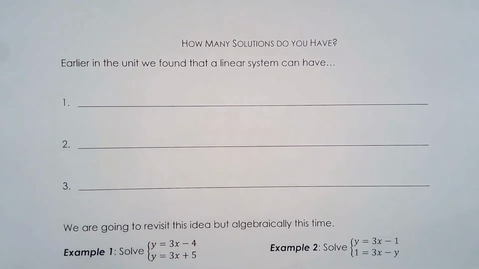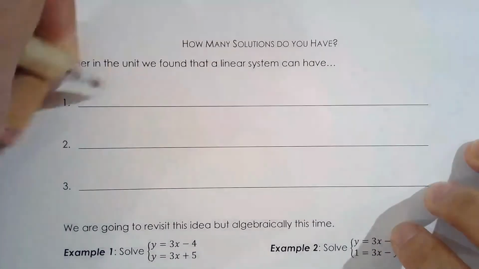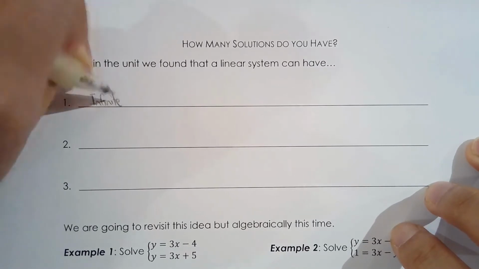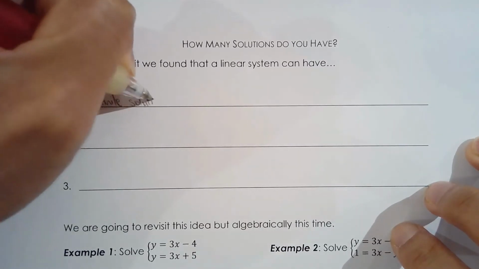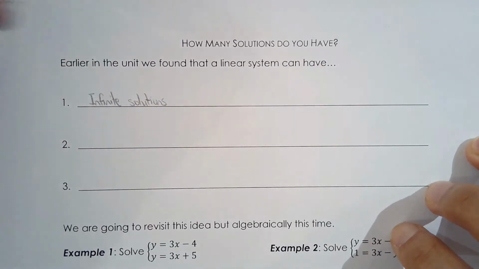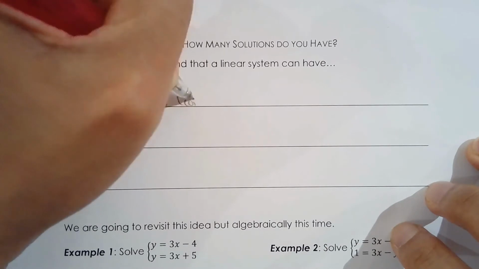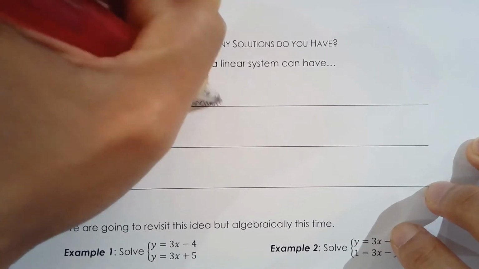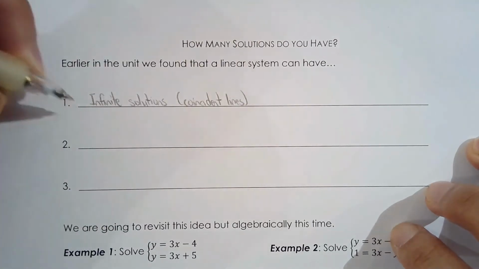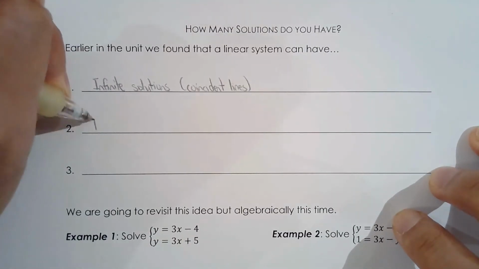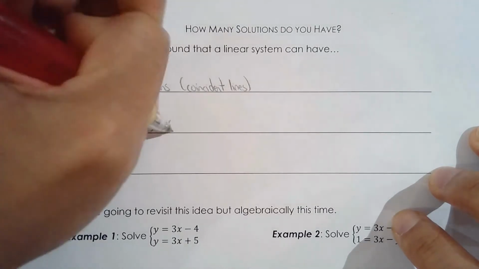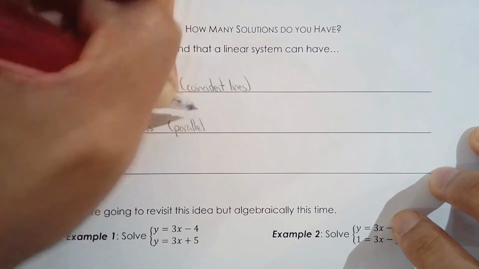Okay, so earlier in the unit, we found that a linear system can have infinite solutions. And like I said, we saw a graph of how a linear system can have infinite solutions if the lines were coincident lines. And then we saw no solutions. How is that possible? If the lines were parallel lines.